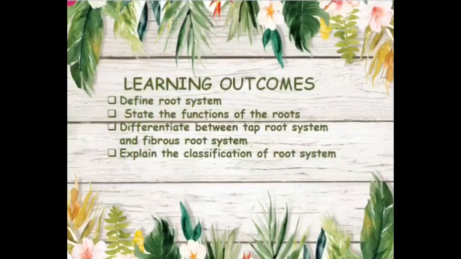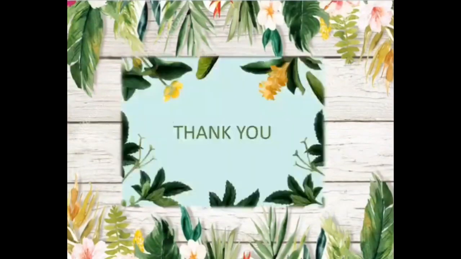You can define the root system: the part of the plant which is present below the soil is called the root system. Now you will be able to explain the functions of the roots, like helping in absorbing water, acting as a storage organ, and helping in binding the soil. Basically these are the functions of the root. Now, after completion of the topic, you are able to explain the taproot and the fibrous root system, and are also able to differentiate between them.